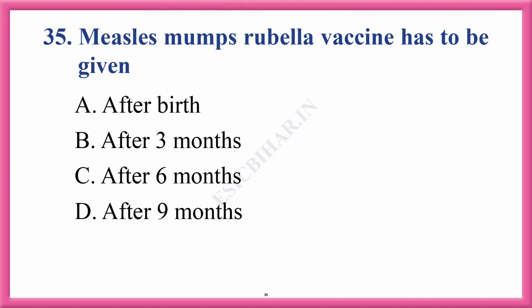Question 35. Measles, mumps, rubella vaccine has to be given A. After birth, B. After 3 months, C. After 6 months, D. After 9 months. And the answer is D. After 9 months.